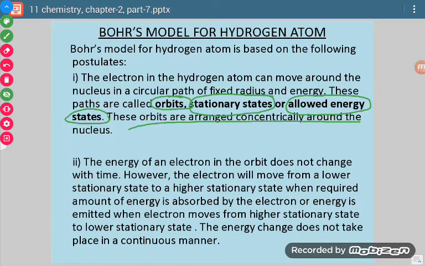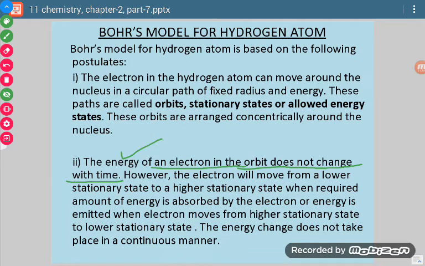The second postulate is that the energy of an electron in the orbit does not change with time. So when an electron is present in any orbit, it will have a certain fixed amount of energy. However, the electron will move from a lower stationary state to a higher stationary state when the required amount of energy is absorbed by the electron.